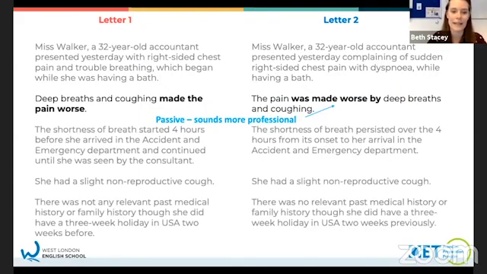We've got "made the pain worse" or "was made worse by." So in letter 2, the sentence is in the passive, and the passive will always make your writing sound more professional. The reason for that is it sounds more indirect because we change our subject. So we've got the verb be and the past participle made, so "was made worse." And then we still have the agent who did the action, or in this case, what did the action, which was deep breaths and coughing.